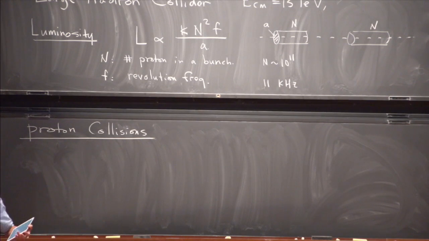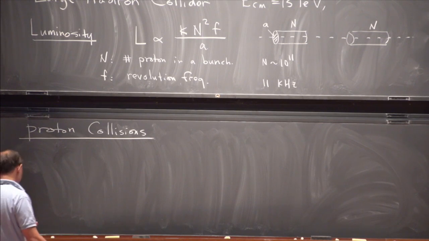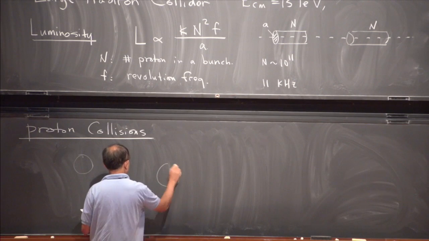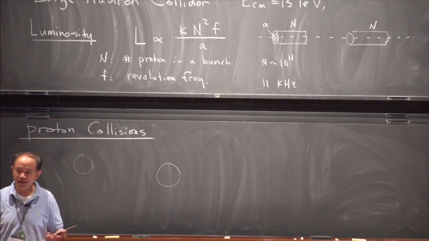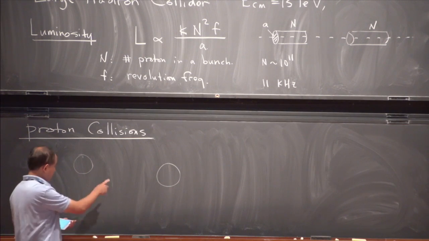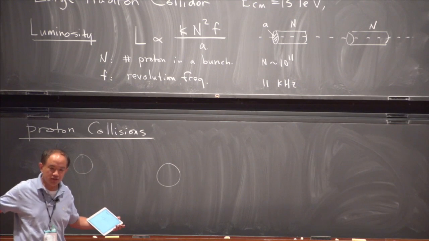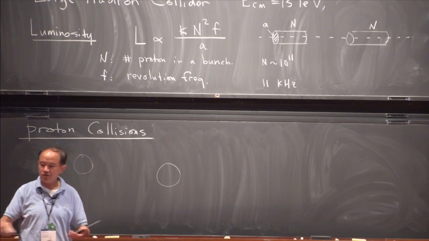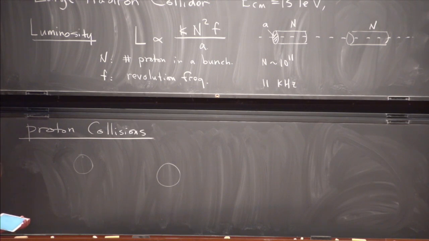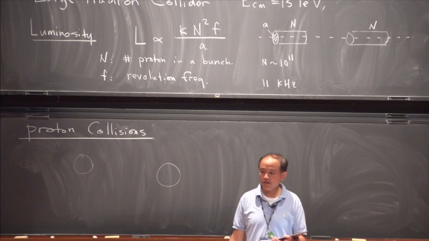Okay, so protons come in, right? So we have proton and proton coming in, and they collide, but these are GeV size objects. So most of the time they're just going to make a bunch of GeV stuff, but that's not what we are interested in.